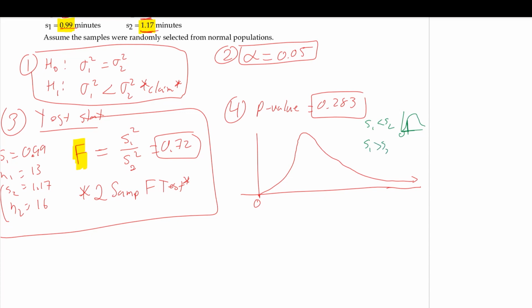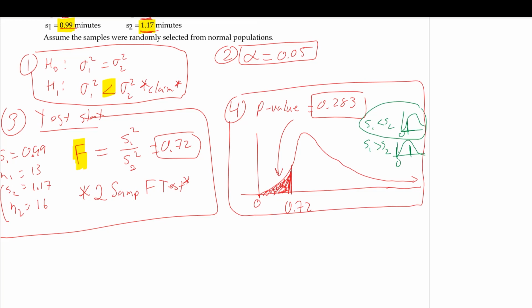If S1 is greater than S2, then this ratio for the F test is a large value, so it should be further away from 0, probably to the right of that peak. In our case, S1 is less than S2, so we have this situation. Our test stat should be somewhere around here, 0.72. This is a left-tail test because the alternative says less than, so we shade to the left. The area of that shaded region is the p-value. You can also position that 0.72 so that when we shade to the left, the shaded region represents about 28%.